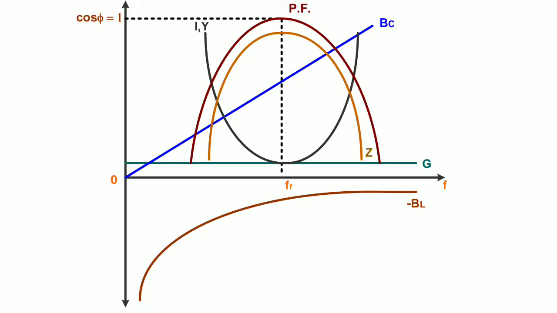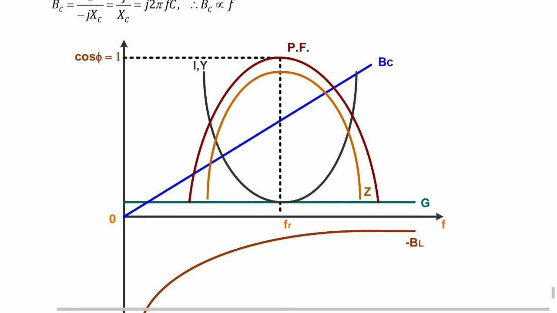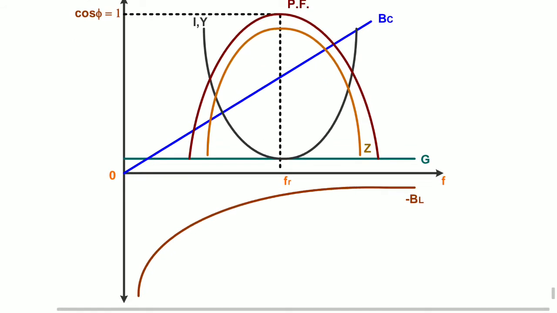Why minus BL? It is negative. Here BL is inductive susceptance. So if the frequency is increasing, it gradually decreases from negative toward 0. Up to infinity frequency, BL will be decreasing. Why? Because it is inversely proportional. So as the frequency increases, it slowly decreases up to infinity.